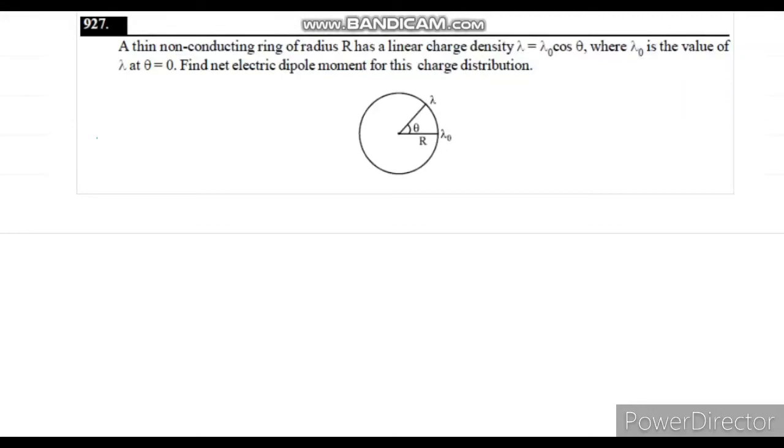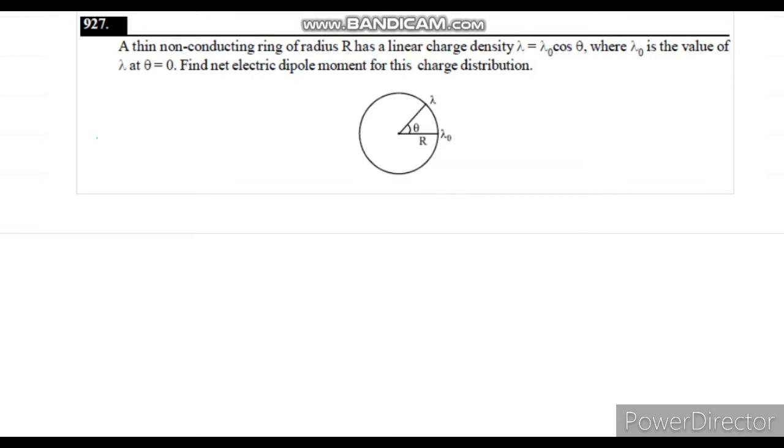Hello everyone. In this video we will discuss problem number 927. Let us first see what is given in the problem. A thin non-conducting ring of radius r has a linear charge density lambda equals lambda naught cos theta, where lambda naught is the value of lambda at theta equals 0. Find the net electric dipole moment for this charge distribution.